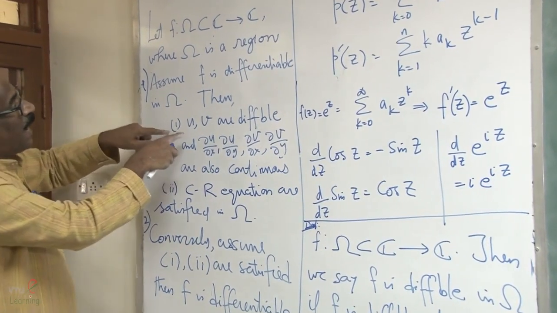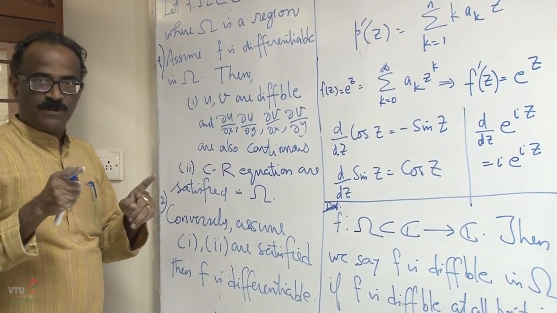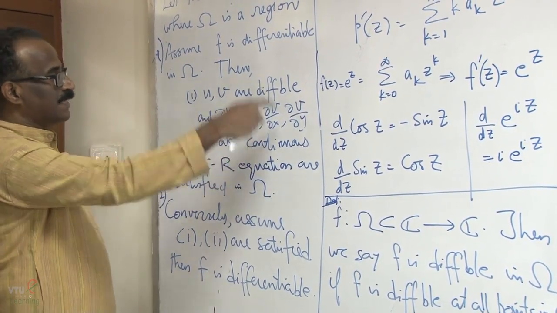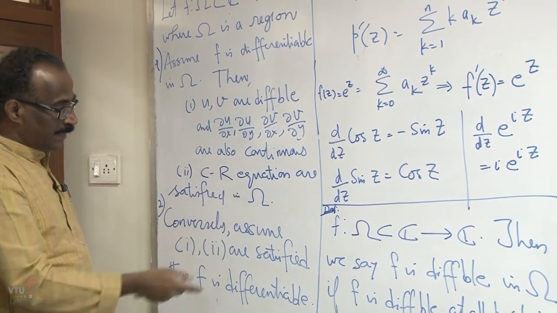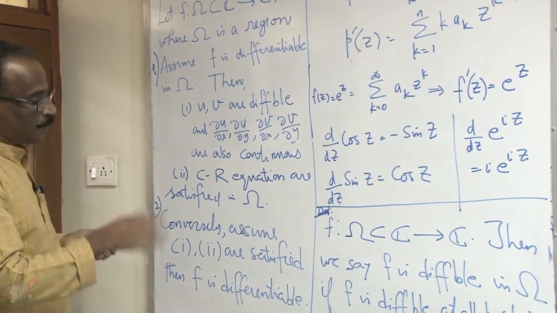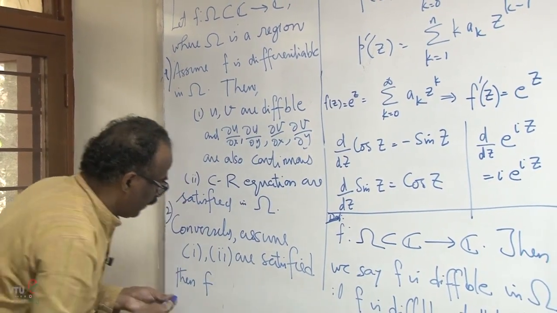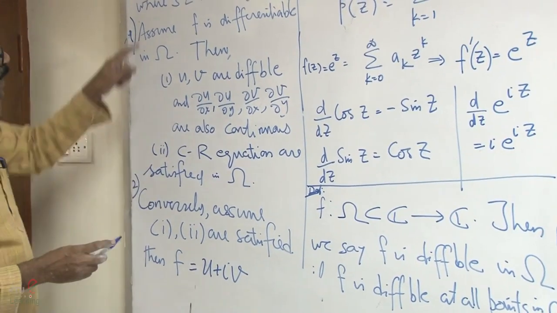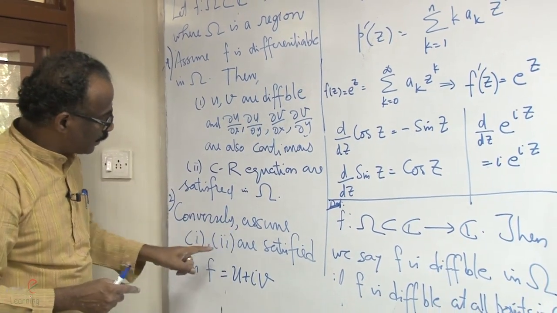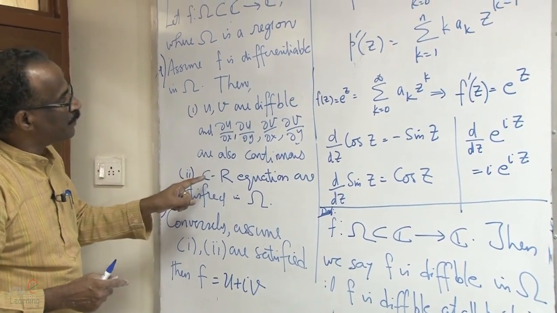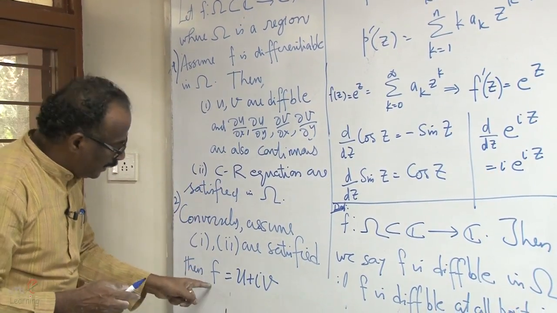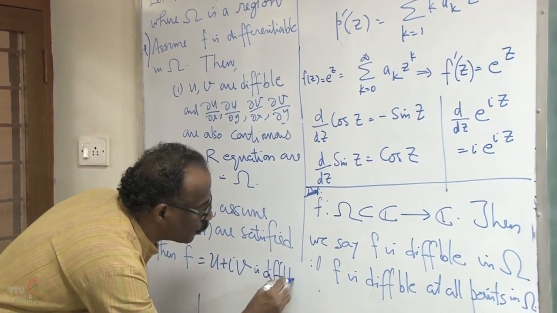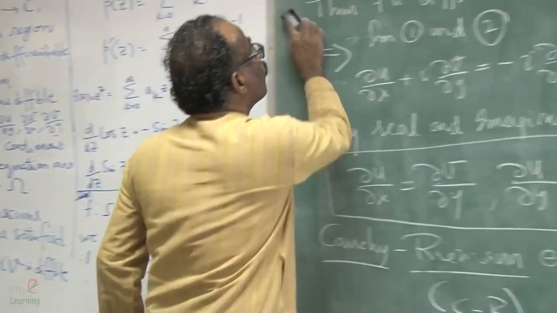The second part is that I am assuming u and v are two real valued functions defined in domain omega in the two variables x and y, for which 1 and 2 are assumed, then the function f is equal to u plus iv. So the data given here is f, the data given here is u and v. u and v are two differentiable functions satisfying the CR equations. Then if you form f equal to u plus iv, it is differentiable. That's the claim. So the converse part. So you want to prove the proof of the converse.